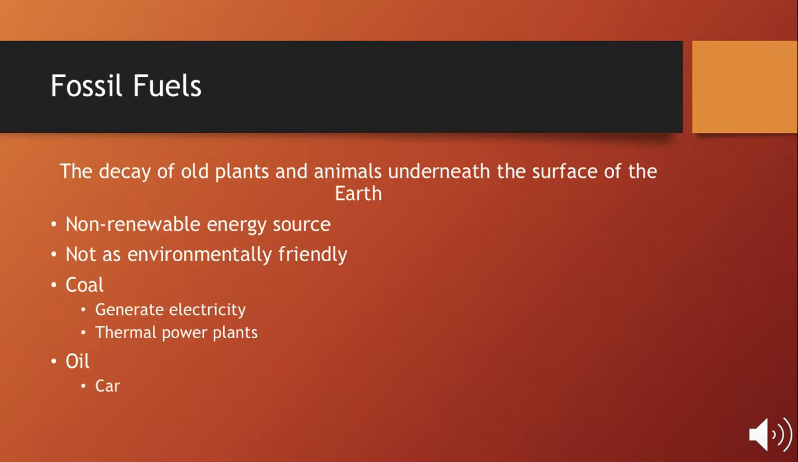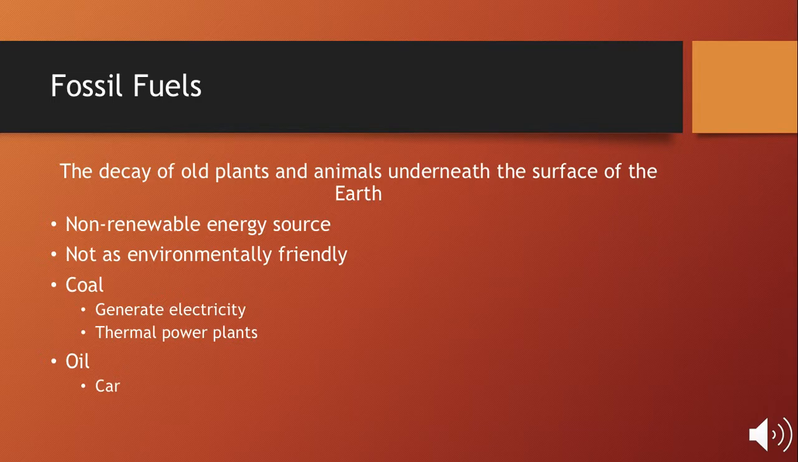So examples of fossil fuels is coal. Coal can be burned to generate electricity and to power thermal power plants, such as the steel industry. Coal is used a lot. Also, oil. Oil you put in your car. You get that from fossil fuels, and almost everyone knows that burning the oil is not very good for the environment. So we need to move away from that.